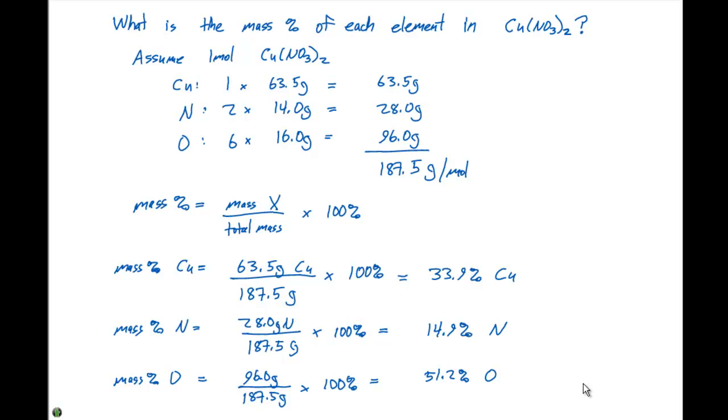So to recap, if you're ever asked to determine the mass percent of each element in a particular complex, assume you have 1 mole of the substance and calculate its molar mass. Then to get the mass percent, you take the mass of the component X divided by the total mass. So we take the mass of the copper, the nitrogen, and the oxygen, respectively, in each case, divide them by the total mass, or the molar mass, of the entire compound, multiply each of those by 100%, and that will give you the percents that are listed here on the right.